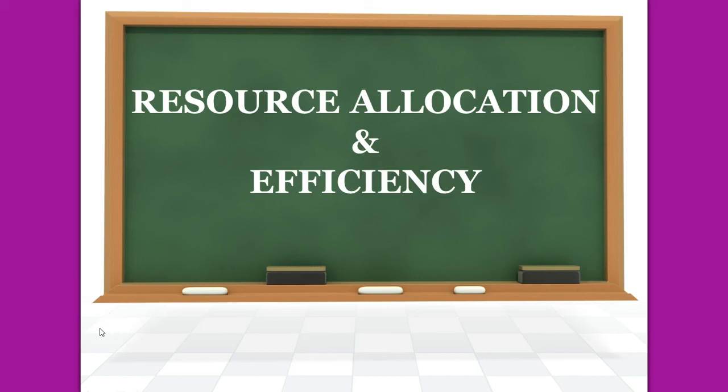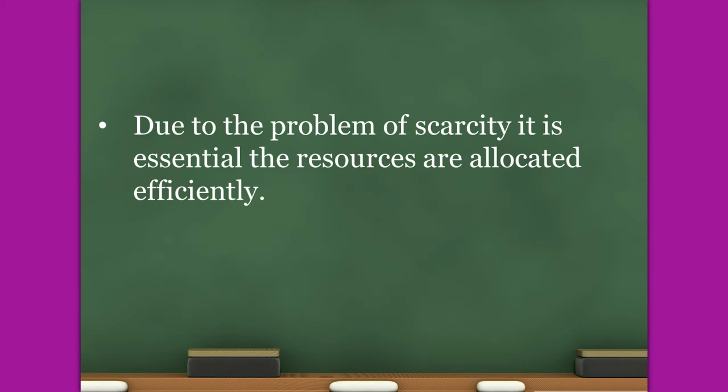Okay guys, we're still continuing on our resource allocation decisions, and today we're looking at efficiency. Due to the problem of scarcity, it's essential that resources are allocated efficiently. We've looked at what the basic economic problem is, and that is scarcity, unlimited wants versus limited resources. We've looked at what economics is. Economics is how do we satisfy scarcity, and now we're going to look at efficiency, which is how do we satisfy scarcity in the best possible way.